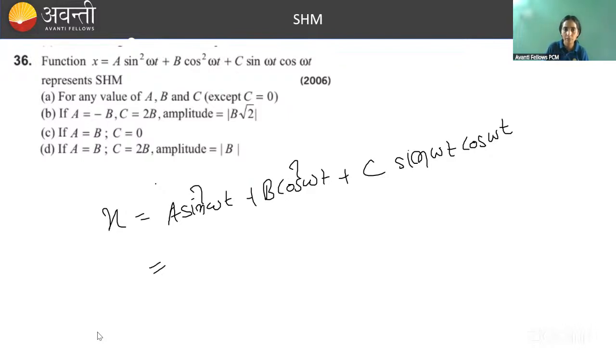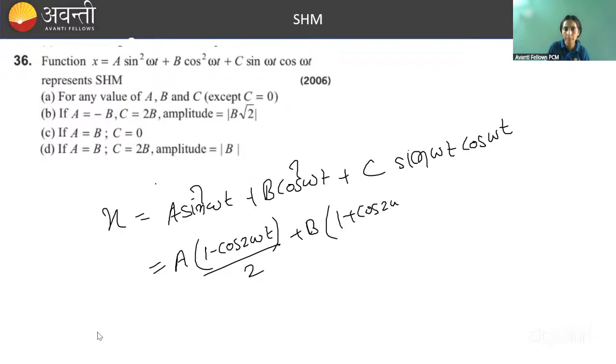सो इसको आप चेंज कर दो. ए साइन स्क्वायर ओमेगा टी को आप क्या लिख सकते हो? 1 माइनस कॉस 2 ओमेगा टी बाई 2. इसको क्या लिख सकते हो? 1 प्लस कॉस 2 ओमेगा टी बाई 2. इसको क्या लिख सकते हैं? सी दिस विल बिकम साइन 2 ओमेगा टी बाई 2. ठीक है? सो दिस इज बिकमिंग हाउ मच?